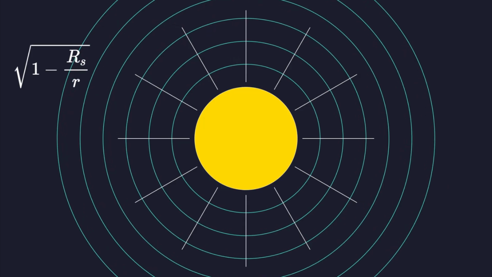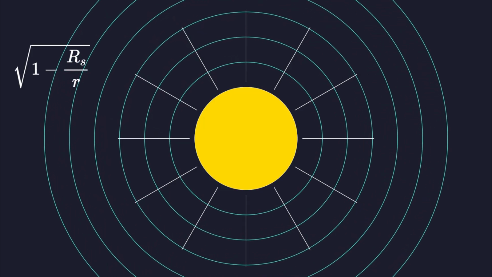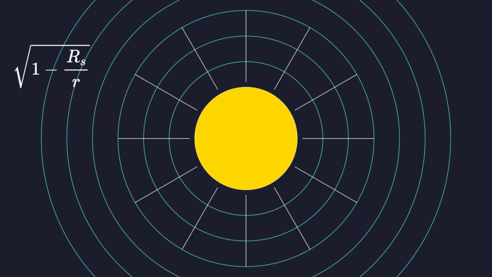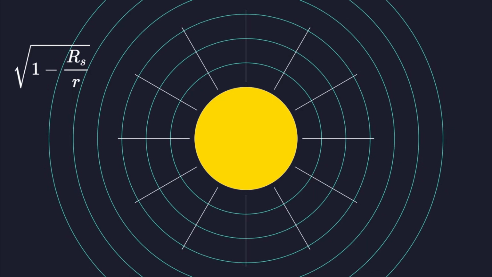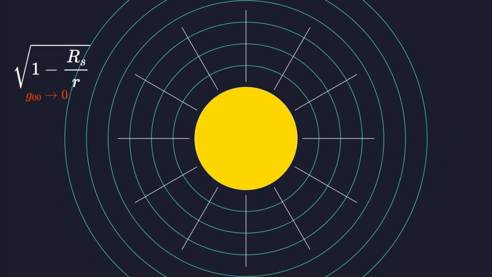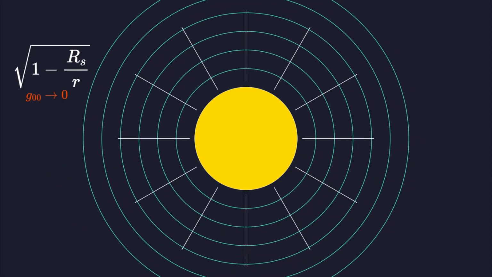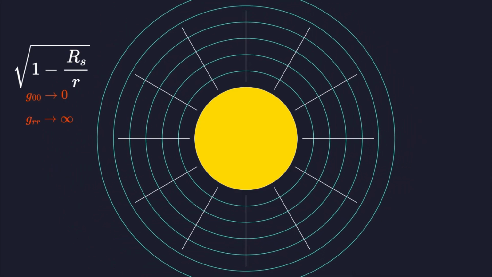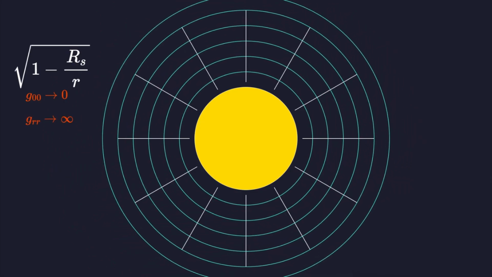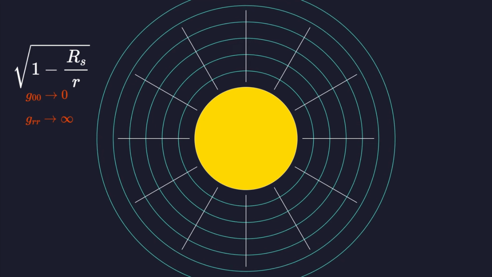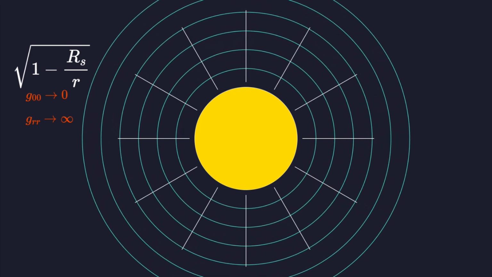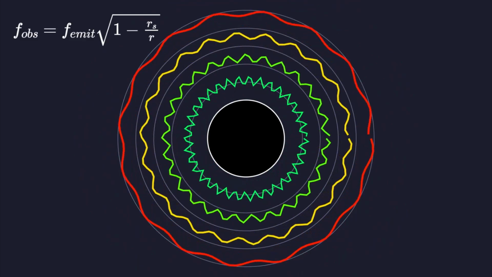The ratio of time intervals is determined by the square root of 1 minus the Schwarzschild radius divided by the radial coordinate. As the radius r approaches the Schwarzschild value, the denominator of the metric term goes to 0, causing the temporal component of the metric tensor to vanish and the spatial component to blow up.